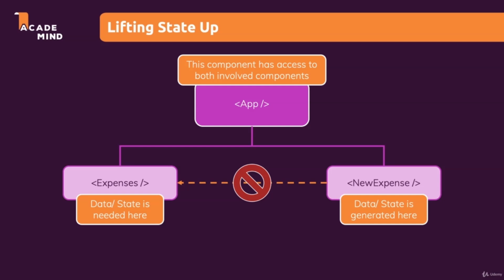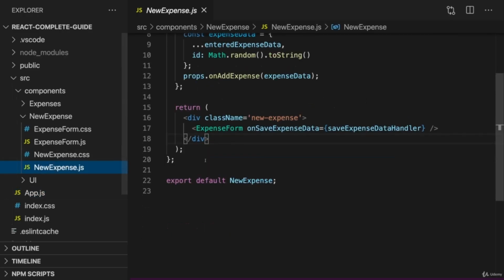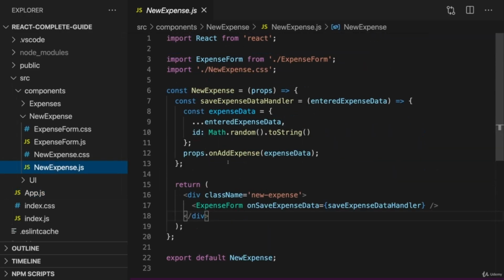That's why we want to utilize that, because we can now store our state in that closest involved component, so in that parent component which has access to both involved components, by lifting our state up. So by passing our generated state data from the new expense to the app component. And that's what we're already doing in this demo application. We're doing this by utilizing props, by calling the function we receive on the onAddExpense prop.